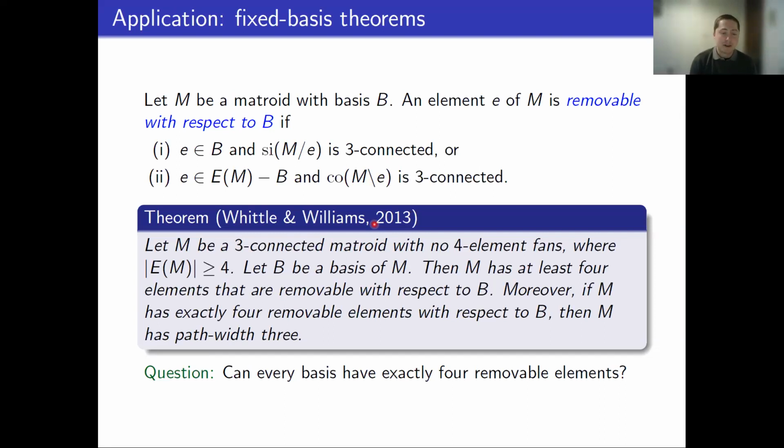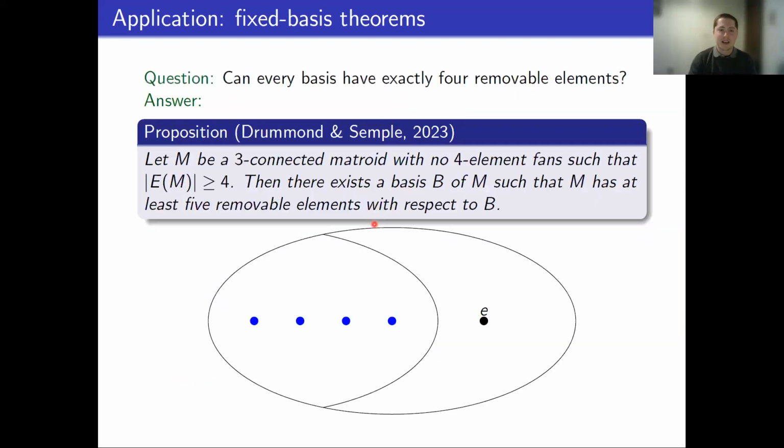And they asked in that paper, this is a bit more original, as it were, can every basis have exactly 4 removable elements? Fair enough, because you're guaranteed at least 4. Can every basis have exactly 4? We're going to use elastic elements to quickly punch through that. Here's our proposition. If M is a 3-connected matroid with no 4-element fans, and it has at least 4 elements, then there exists a basis B such that M has at least 5 removable elements with respect to B.